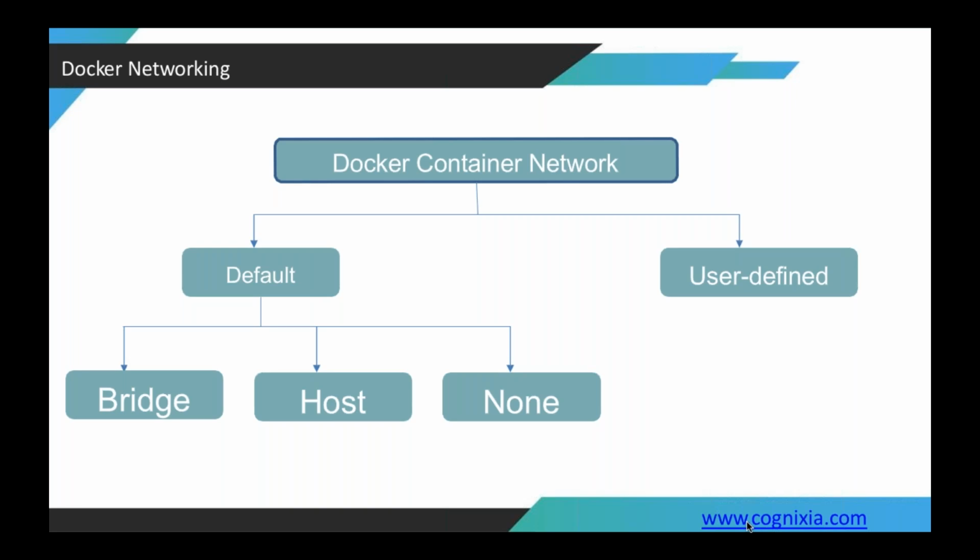But if you are directly running Docker on a host, then you can use the default networking which is provided by Docker itself. There are basically three types of networking available to you: bridge networking, host networking, and none type networking. We are going to cover all three in detail. And remember, user-defined networking we will cover when we cover Kubernetes. For now, we are only covering the default networking provided by Docker itself.